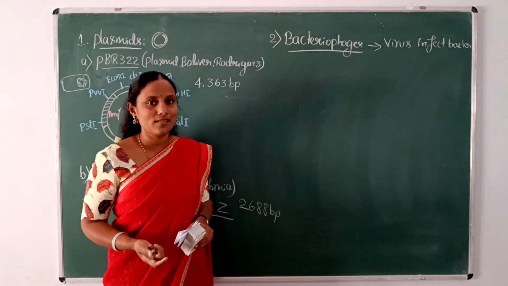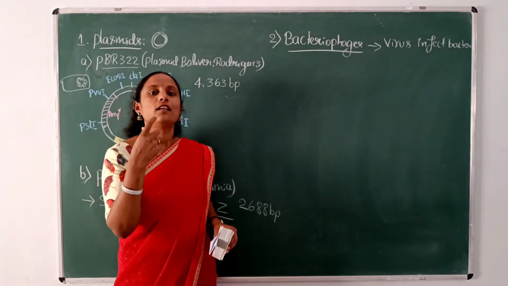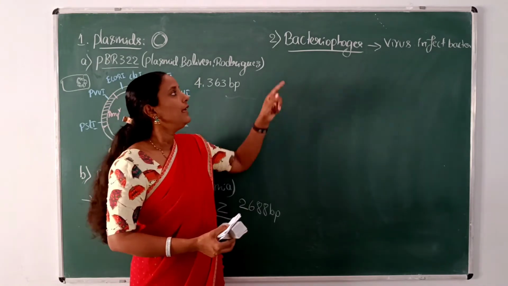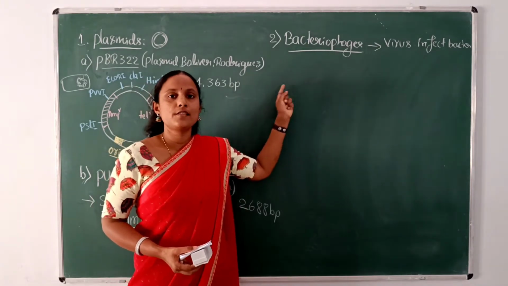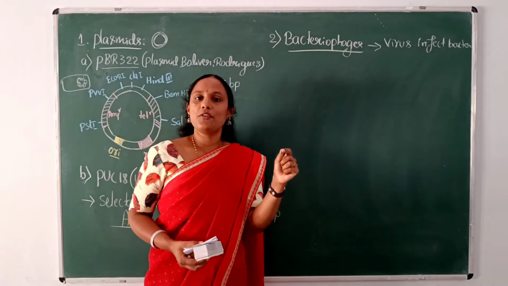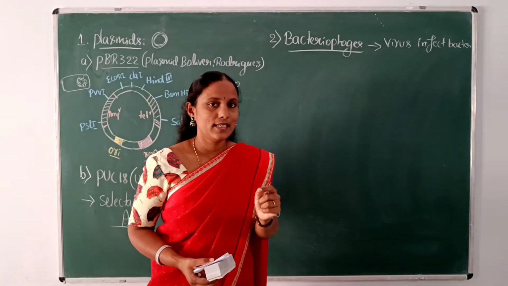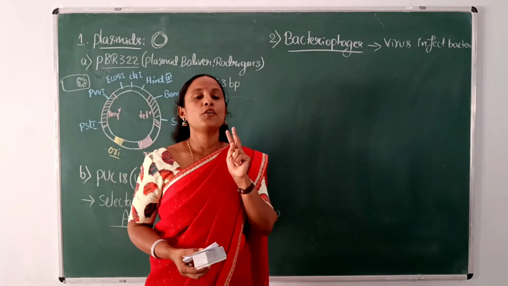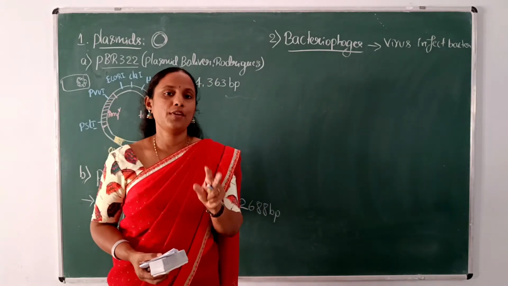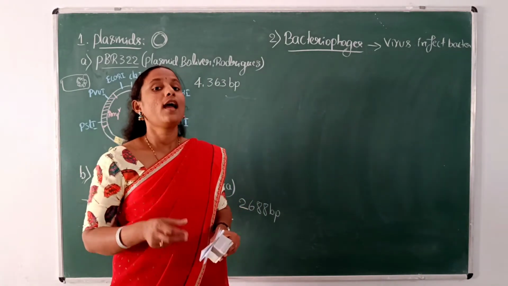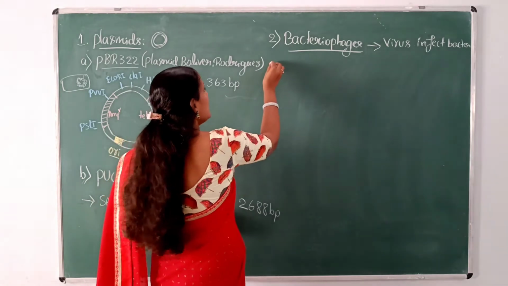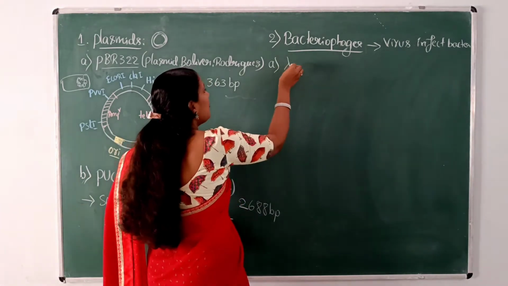By exploiting this fact, scientists have thought we can use bacteriophages to introduce the gene of our interest into the bacterial cell. On that course, there are two important bacteriophages which are commonly used as vectors. One is lambda-phage.